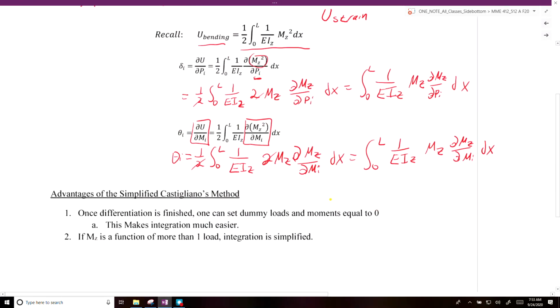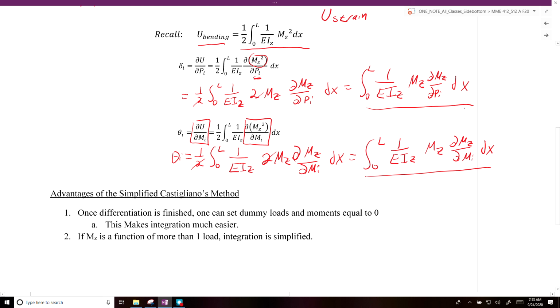Okay, so there are some advantages of using these two simplified equations. The first thing is that once we take the differentiation with respect to either Mi, the moment, or the concentrated force at the point, we can set any of the dummy loads and moments equal to 0. This will simplify our integration.